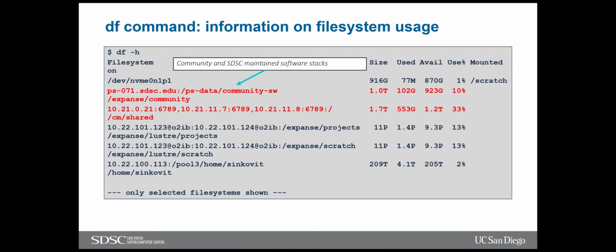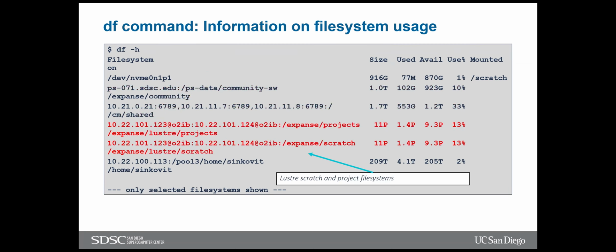We also have community and SDSC maintained software stacks. And then we have our allocated Lustre space. So we have allocated project space in Lustre, and we also have scratch space, which is not allocated, it's just available to everyone. But take note that the size used, available, and percent used on both of these is the same. So in Lustre, the usage is evaluated by the group or the allocation, and not necessarily the directory that you're in.